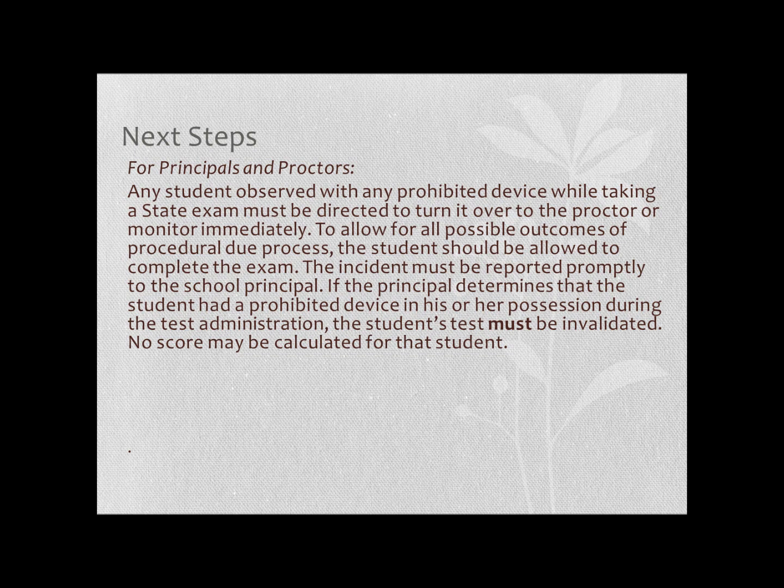If a student is found with one of these devices while taking the exam, they must be directed to turn it over to the proctor or the monitor immediately. Because there are procedural due process rights that students have, the student should be allowed to complete the exam, but the incident should be reported promptly to the school principal or administrator. And if the principal or administrator does their own investigation and determines that the student had this prohibited device in his or her possession during the test administration, the student's test must be invalidated and no score can be calculated for that student.